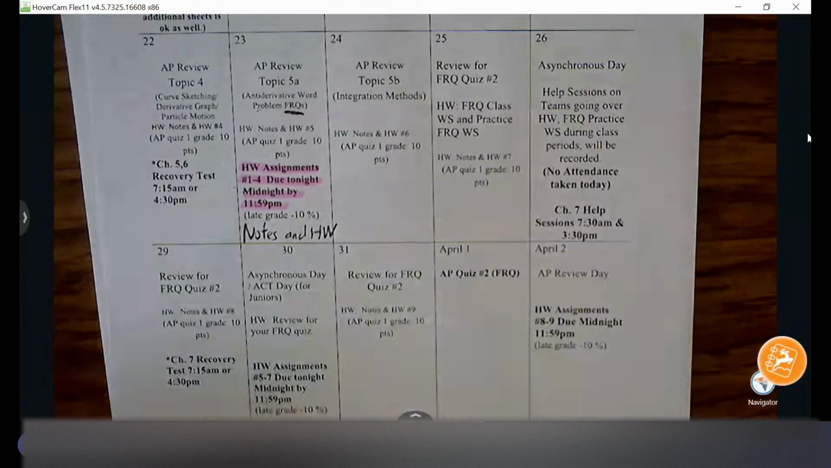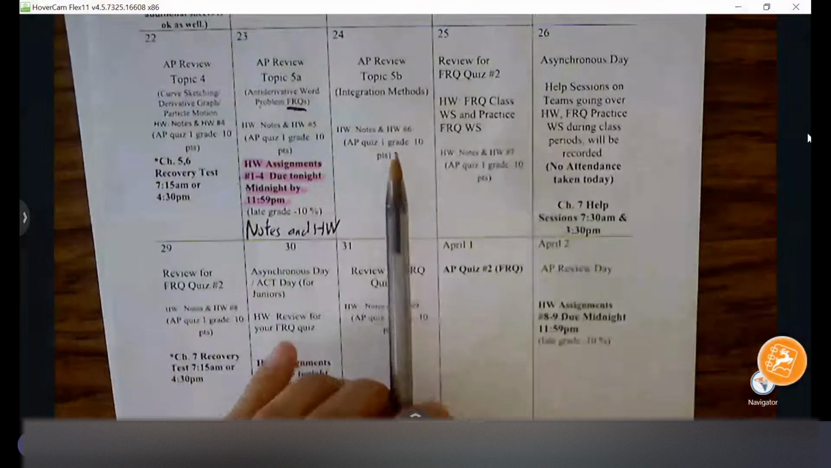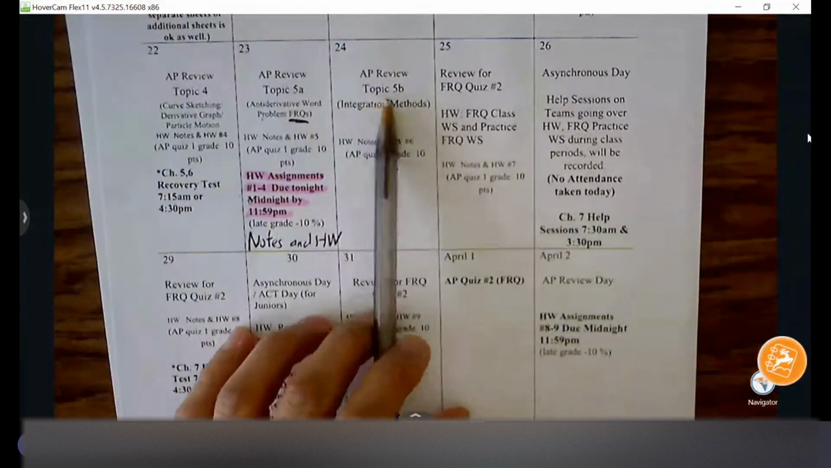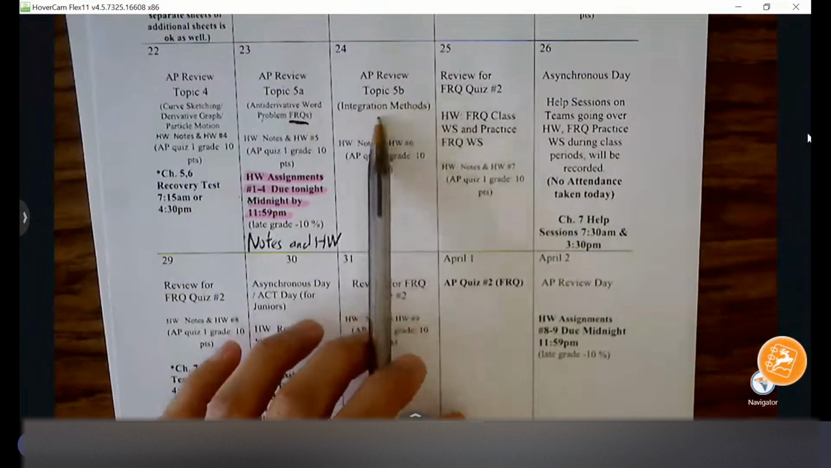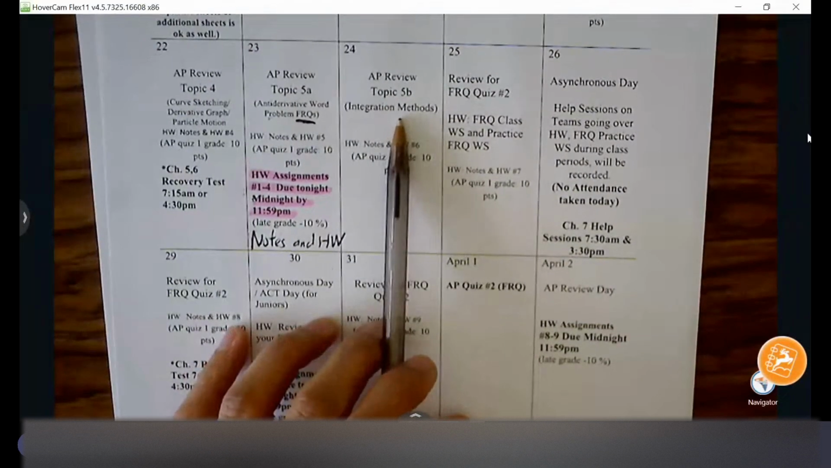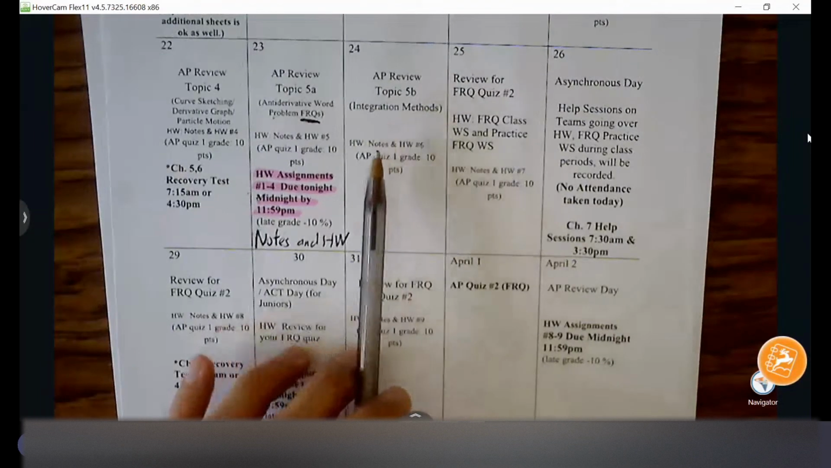So today I want us to go through integration methods, part B. So this is topic 5B.